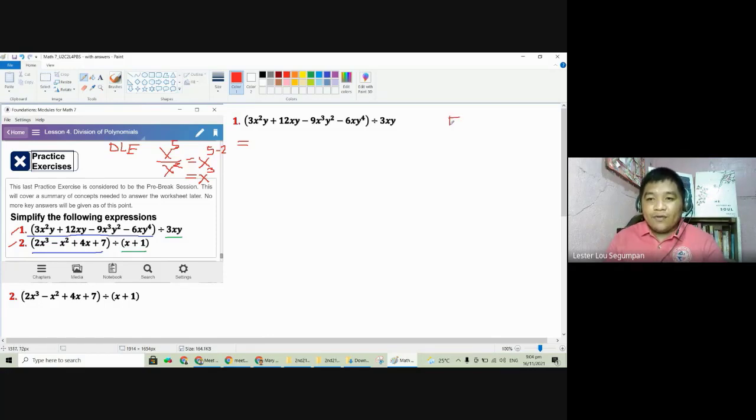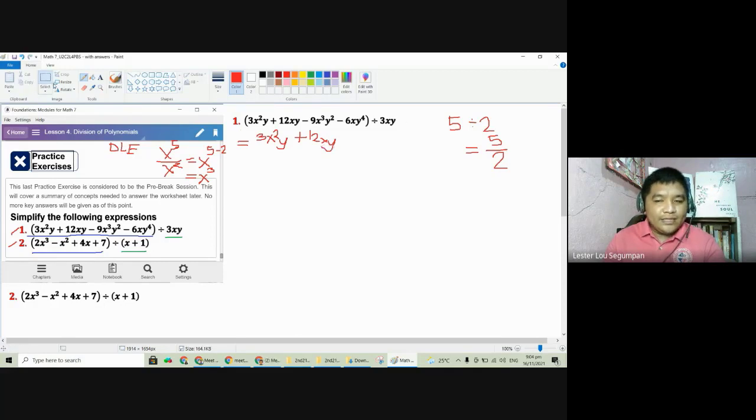If we say 5 divided by 2 in our elementary years, we could simply write it in the form of a fraction, which is 5 over 2. The division symbol became this division bar, while the dividend is on the numerator and the divisor is on the denominator. So we could use the same thing here. Write all terms of the dividend as your numerator. That would mean 3x squared y plus 12xy.